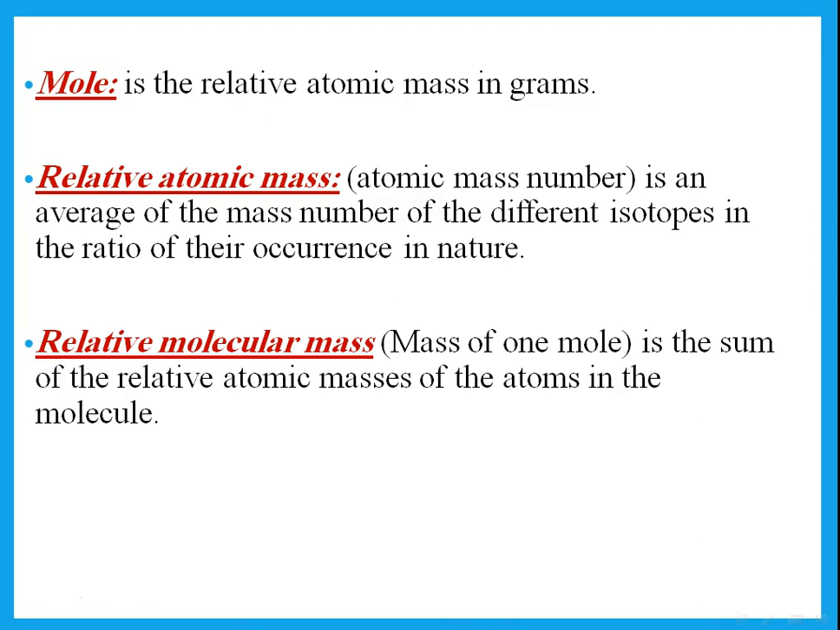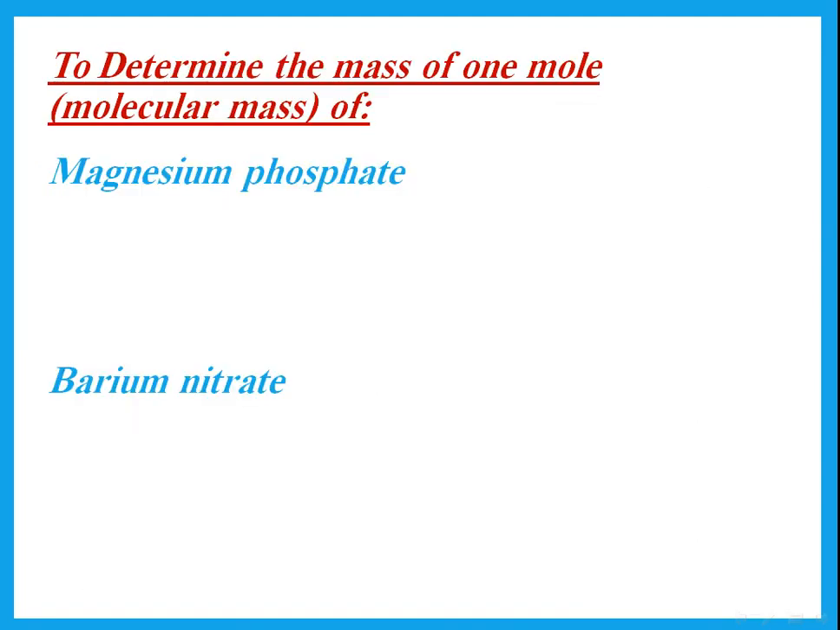Now, if I want to get the molecular mass, that means for a molecule, the molecular mass is also referred to as the mass of 1 mole. It is actually the sum of the atomic masses of the atoms in the molecule. So, if you are asked to calculate the mass of 1 mole or the molecular mass of something, the first thing that we need to do is write the formula. So I want the molecular mass or mass of 1 mole of magnesium phosphate.